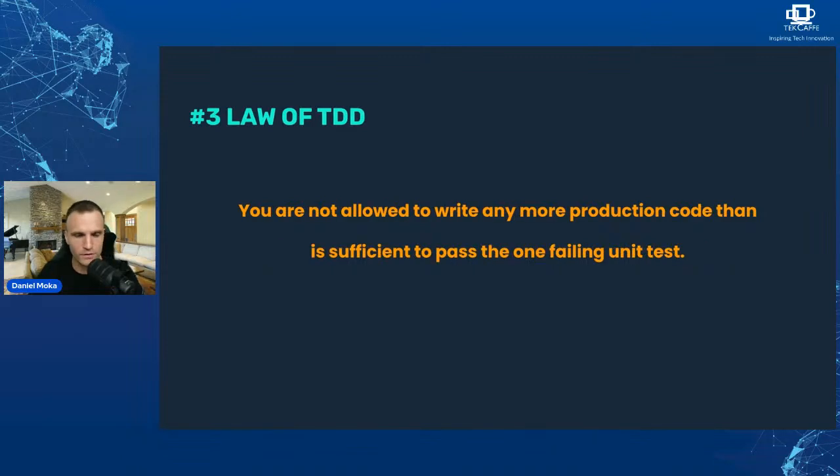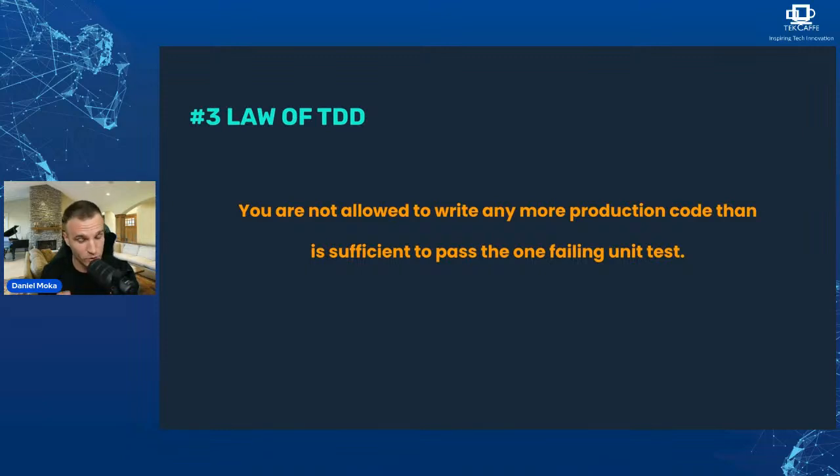And the third law of TDD says you are not allowed to write any more production code than is sufficient to pass the one failing unit test. This is one of the killing features of TDD, because it ensures that you don't write more code than your test satisfies. It means you don't write code which wouldn't be tested. So once you pass the failing test, you have to stop. And that point is covered.